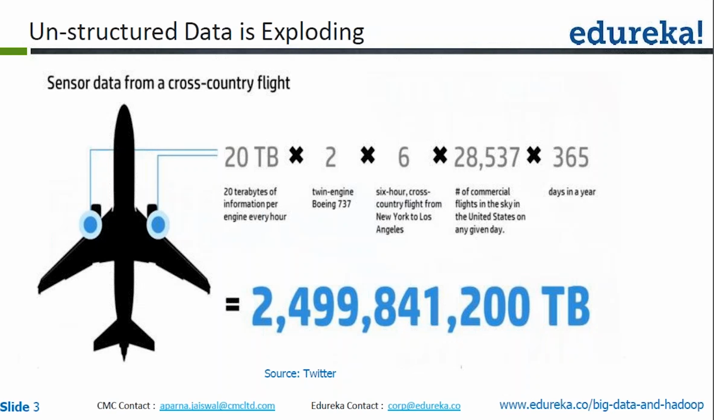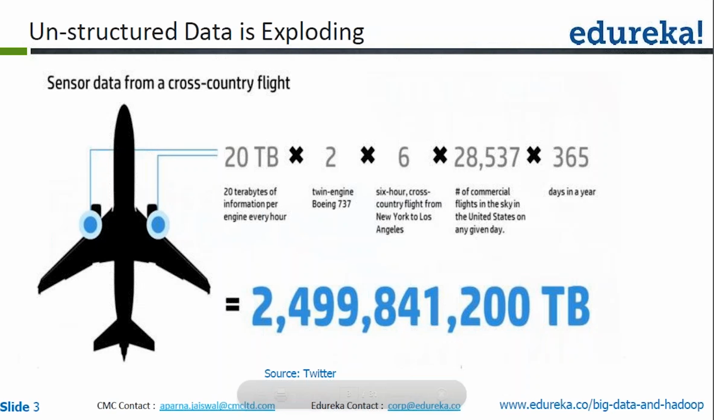A simple example: assume the amount of data collected from a flight engine. Every hour it will generate 2 terabytes. If a flight has two engines, imagine the amount of data. Let's consider an average flight time of 6 hours, and the total number of commercial flights in the sky in a given day in the US is around 28,000. So in a year, we will end up generating this much data. If I want to analyze, find out, and predict the engine behavior, I can do everything with this huge amount of data. And when I say huge, it's really, really massive.